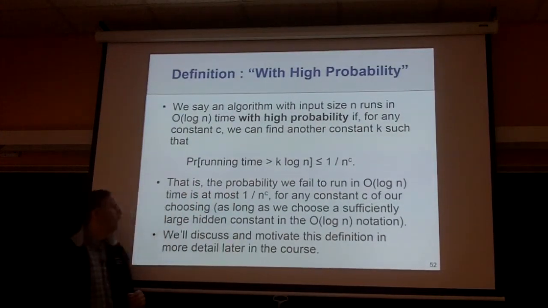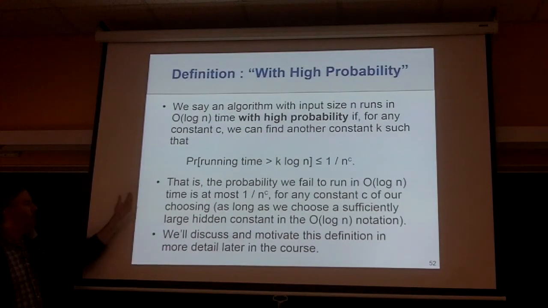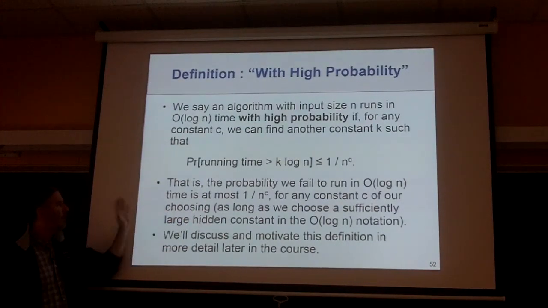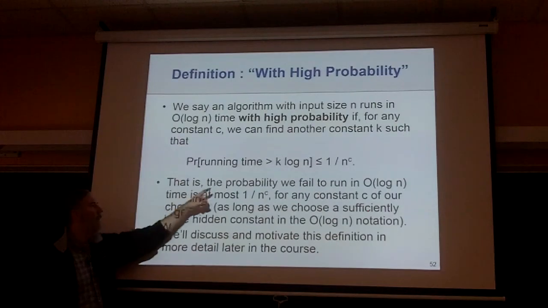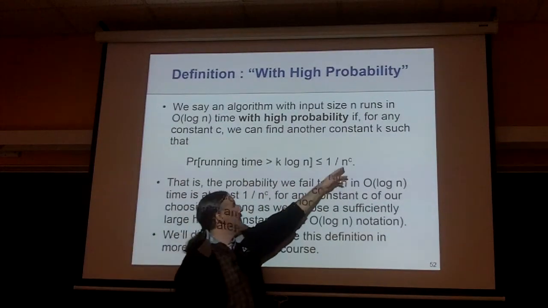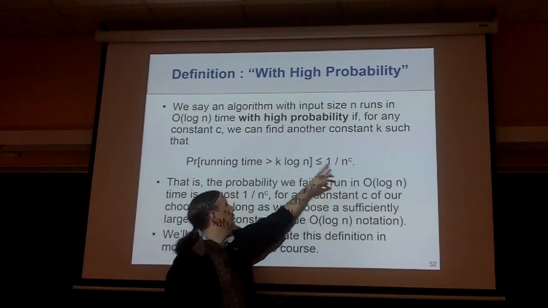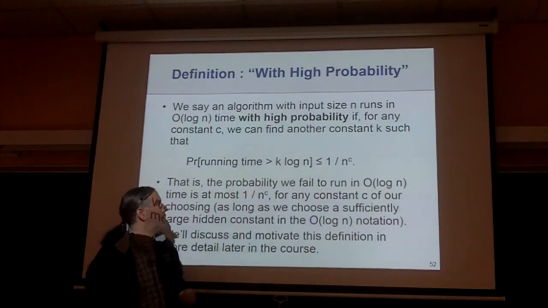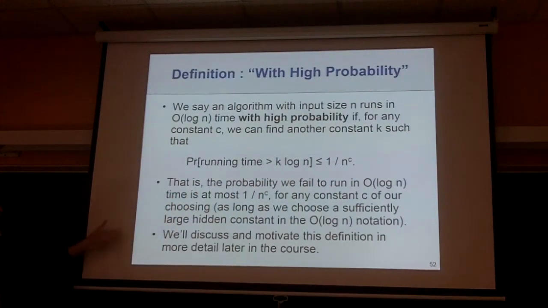Okay. So basically, we run in order log n time with high probability if this holds: for any constant C that we want, we can find a constant K for which this statement is true. Let me give you an example of how that works.